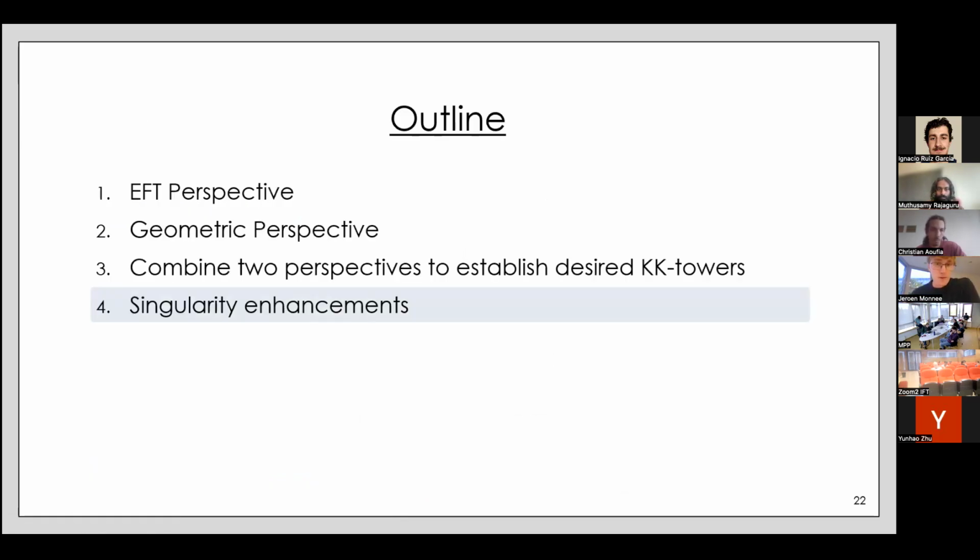Good. Okay. So that was the main part of the talk. Now, in the last few minutes, I want to tell you something about what is the interpretation now of singularity enhancements.